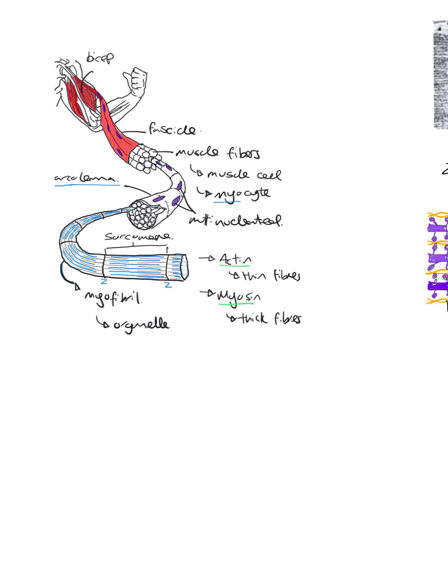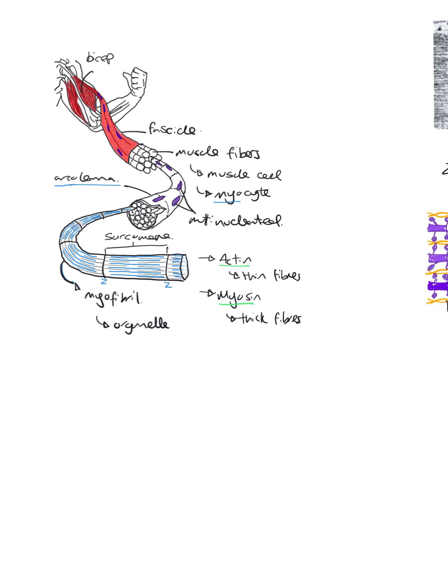The muscle cell is surrounded by a sarcolemma. Now the sarcolemma is the muscle cell's cell membrane, but in this case we refer to this as its sarcolemma. And throughout the myocyte we can see a number of tubular organelles referred to as myofibrils.